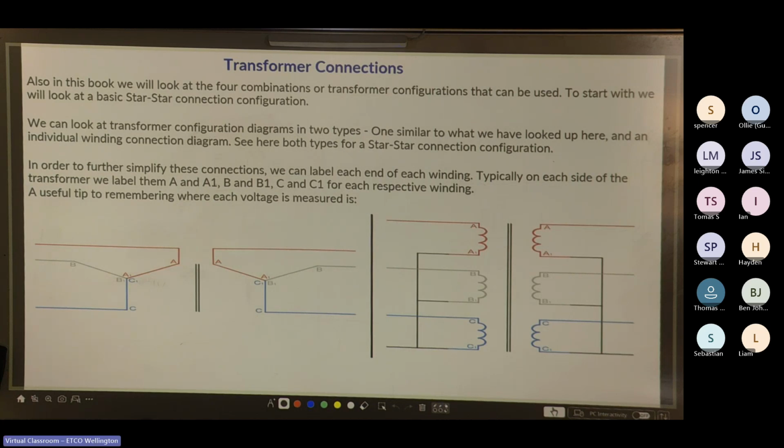The one on the left is a representation of how the windings are connected together. And then on the right, it looks more like a transformer we're used to seeing. So the windings facing off against each other.